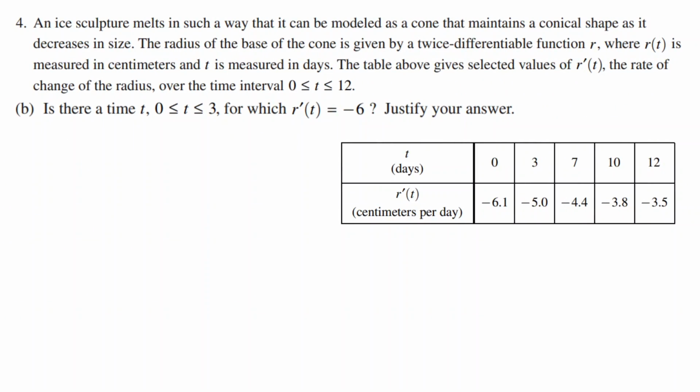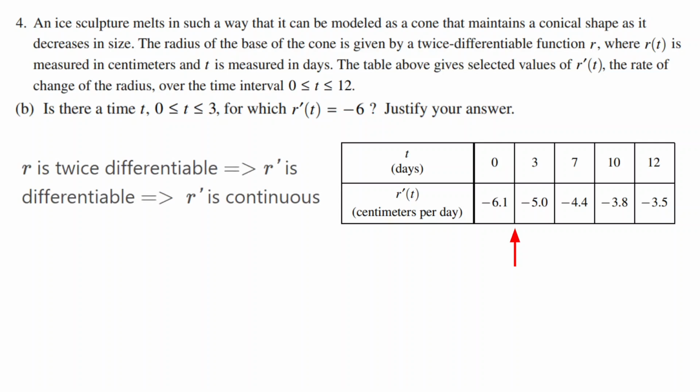Is there a time t, 0 less than or equal to t less than or equal to 3, for which r prime of t equals negative 6? Justify your answer. We look at the interval 0 to 3 and we find that r prime changes from negative 6.1 to negative 5. Because negative 6 is between these two numbers, IVT applies. We need to write out a proper statement that fully proves IVT. First, we need to show that r prime is continuous.